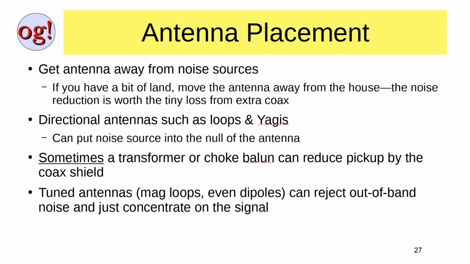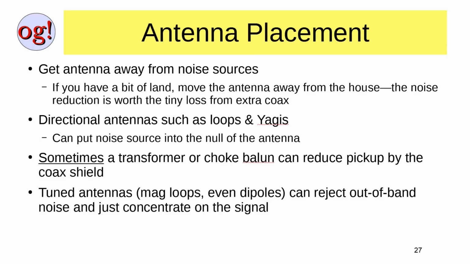Another way that you can help with noise is antenna placement. Try to get the antenna away from noise sources. If you have a bit of land, move the antenna away from the house. The noise reduction is worth the tiny loss from the extra coax. Try directional antennas such as loops and Yagis. You can put the noise source into the null of the antenna. Mag loops really work well for this.